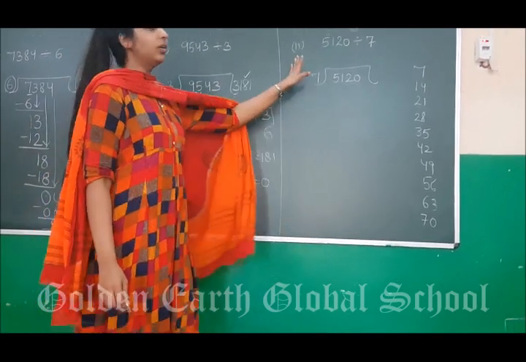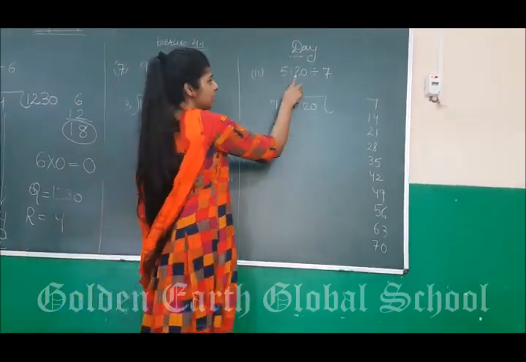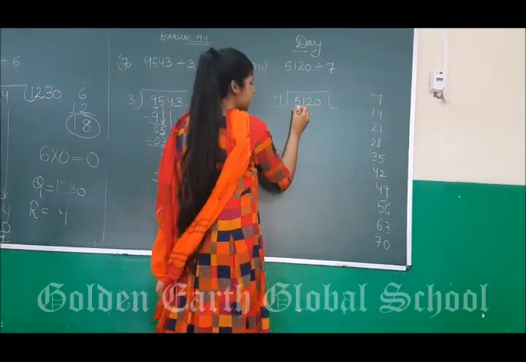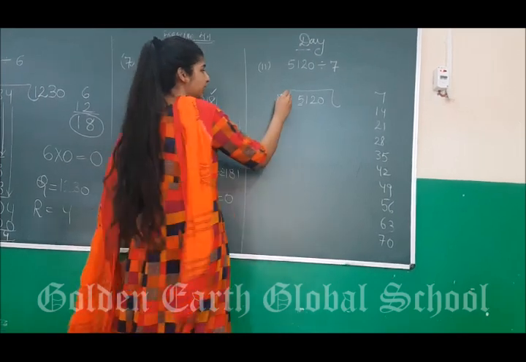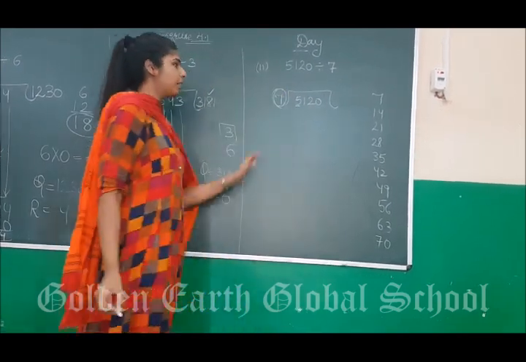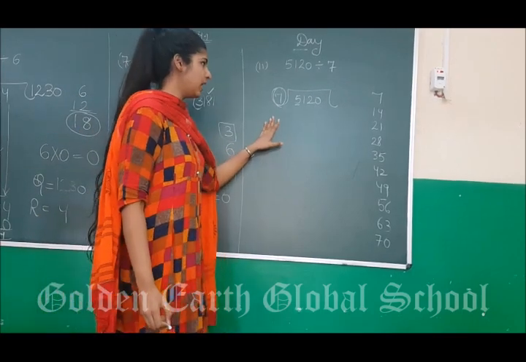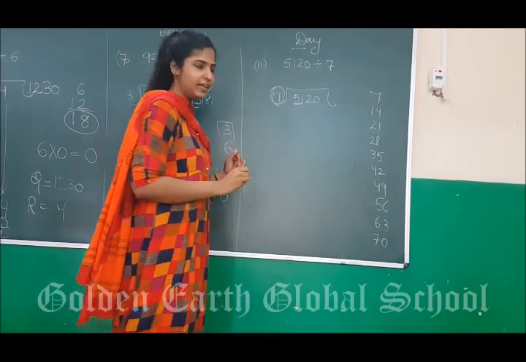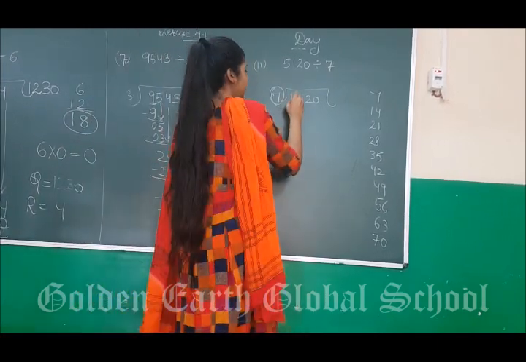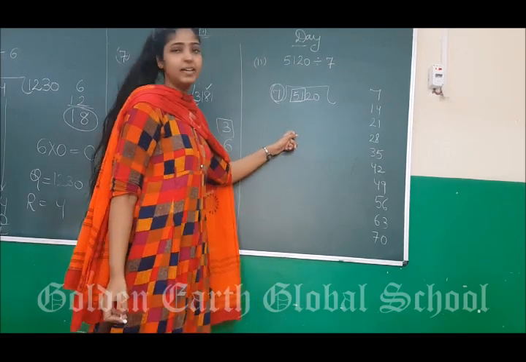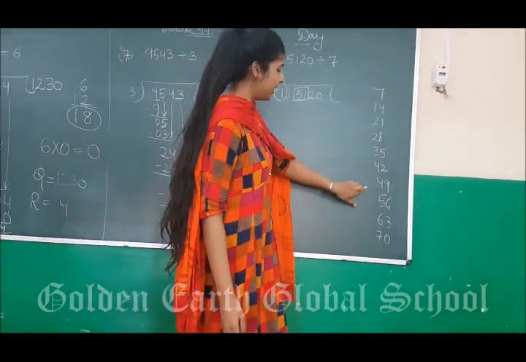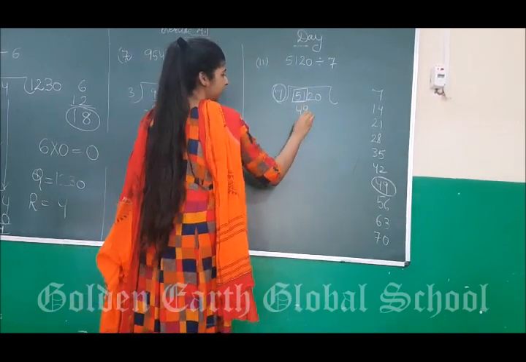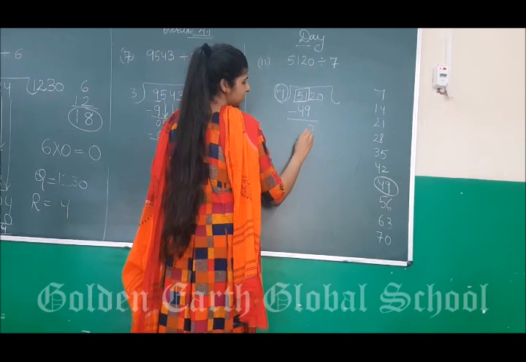Now 11th part is 5120 divided by 7. So now the first digit is 5, that is already smaller than the divisor. अगर हमारे पास first digit ही divisor से small आ जाए, then what will we do? We will take the first 2 digits, right? Now the first 2 digits are 51. So the number less than 51 on the table of 7 is 49. Right? So what do we write here? 49. 11 minus 9 is 2.